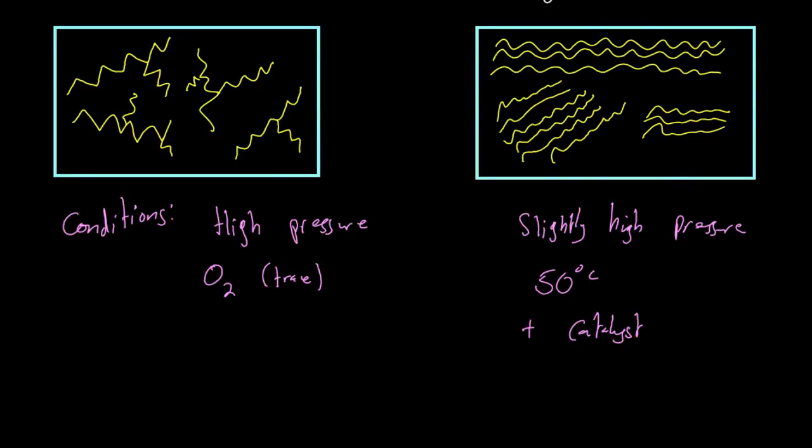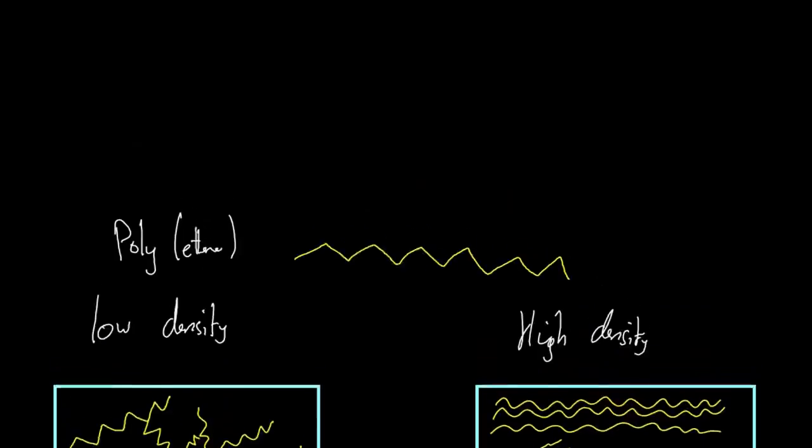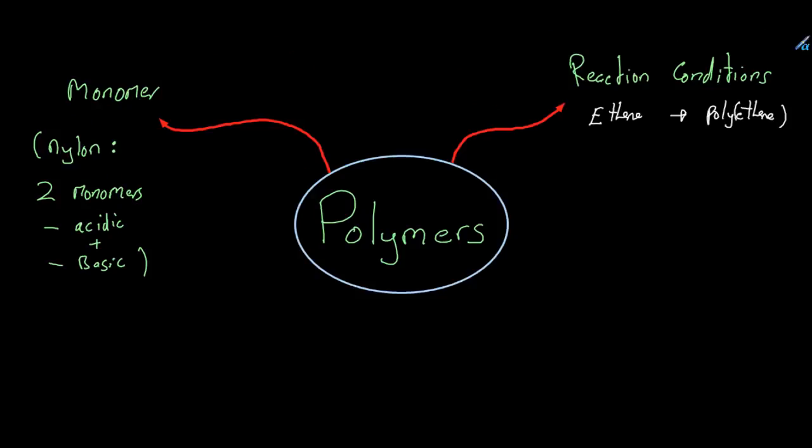And so these separate conditions, using exactly the same monomer, form two very different substances. The low density polyethylene is obviously a lot weaker than the high density, because the high density polyethylene has a lot more of the polyethylene molecules in there. And so it is the conditions which allow ethene to form these two different types of polyethylene. So you have your high density and your low density.